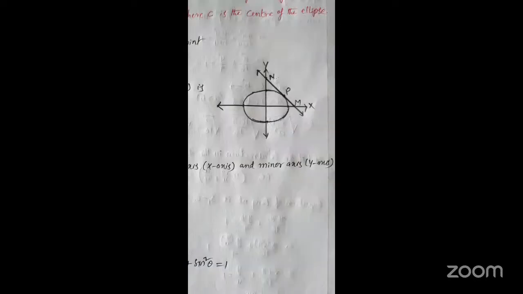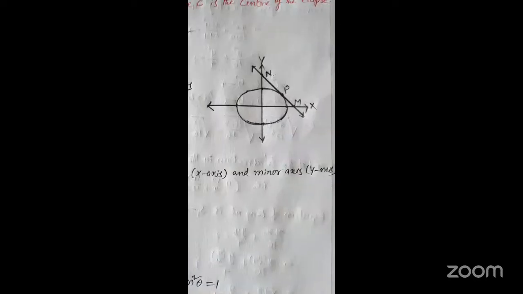Here P is a point on the ellipse. Here MN is the tangent. So this tangent meets the coordinate axes, that is the x-axis and y-axis, at M and N.